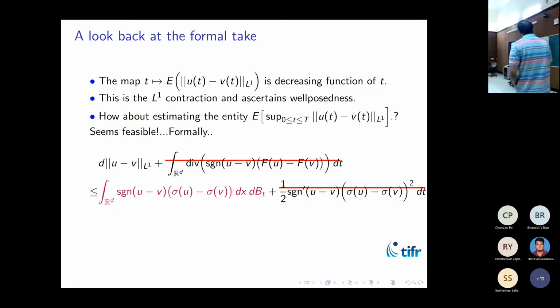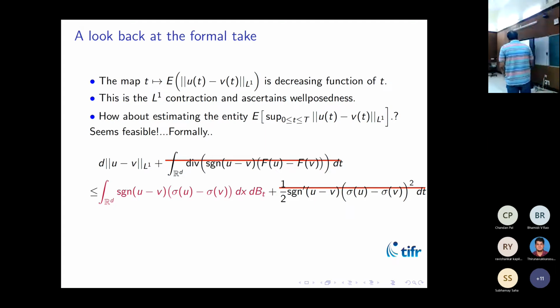So this was the goal. We know that this map is a decreasing function of T. So this is the classical L1 contraction. It ascertains uniqueness and so on. But how about this entity, where you take this L1 difference, but over the entire path, and then you look at the expected value? This is definitely a much stronger quantity than this. And basically this is depending on the entire path. So there cannot be any L1 contraction per se.